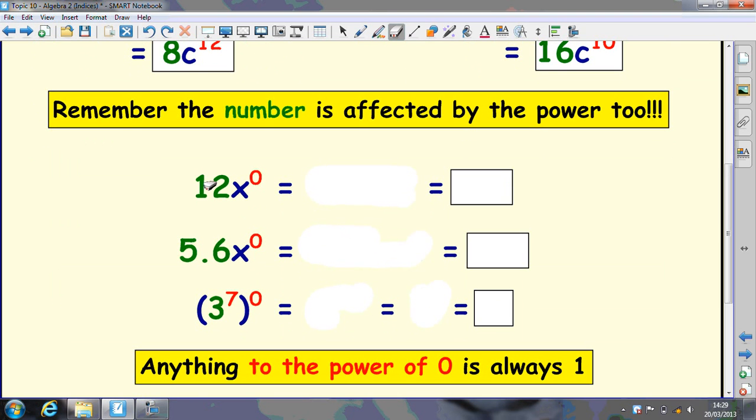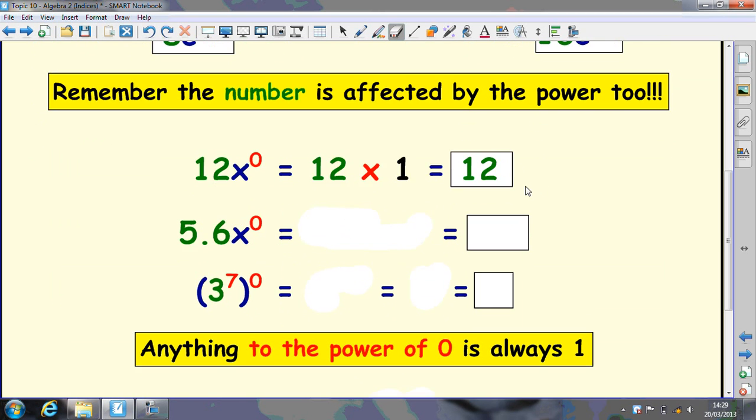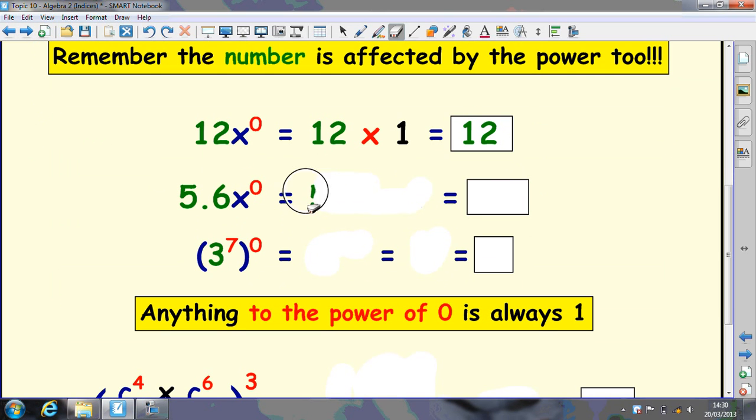Moving down to rule 4. We've already realised that x to the power 0 is equal to 1. So that's really just 12 times 1, which is 12. And this is just 5.6 times 1, which is 5.6. And it doesn't matter that this is in brackets. It's still going to be 1. Again, you can do it the long way. 7 times 0 is 0, and to the power 0 is 1. But anything to the power 0 is going to give an answer of 1, as said at the bottom.